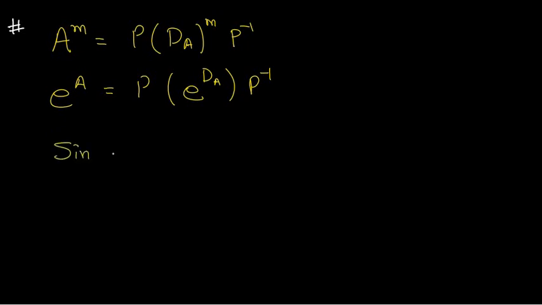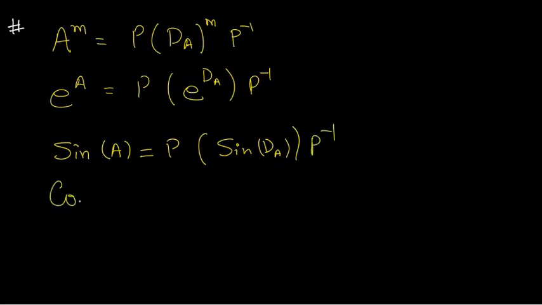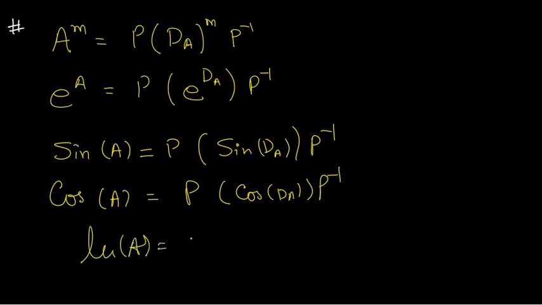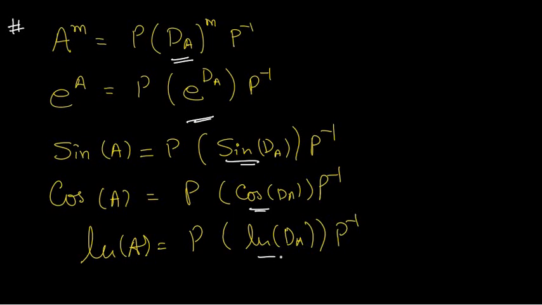Let's move to sine of A, which is nothing but P sine of dA P inverse. Cosine of A is P cos of dA P inverse, and log of A will be, as you have all written already, P ln of dA P inverse. And you know what these matrices are: dA to the power M, E raised to the power M, this and this and this. So you know all these things.